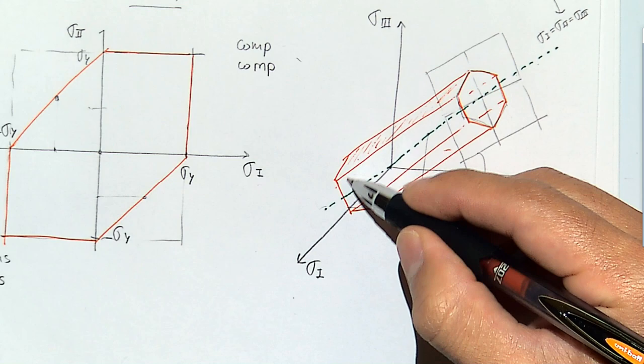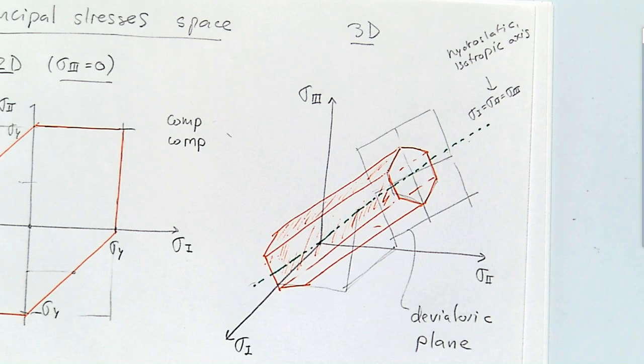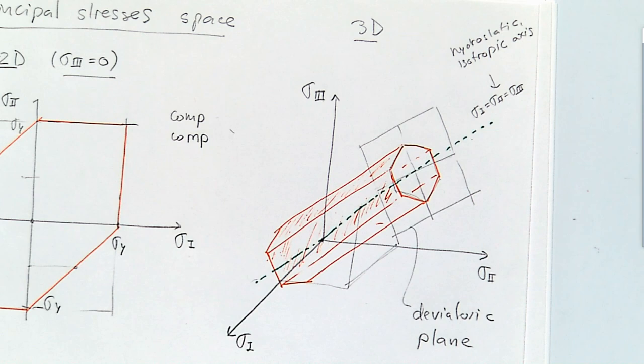Yes, Stephanie, you were about to say something? The axis, yes. So the axis is coming in this direction. And this entire hexagon also is coming into this direction, the positive side. So remember, that line, the hydrostatic or isotropic line, is a line on which sigma 1 is equal to sigma 2 is equal to sigma 3.